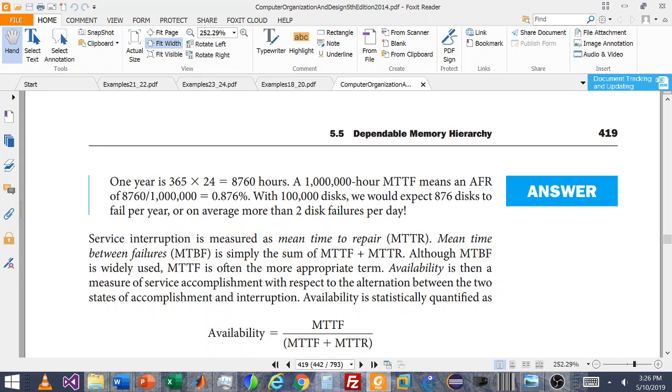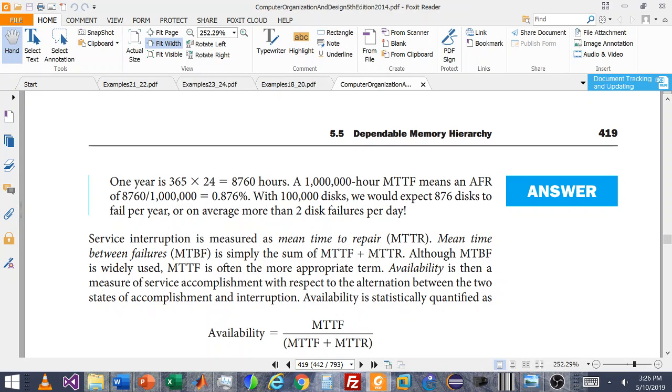Well, with 100,000 disks, now you can just take that 100,000 times 0.876%, and obviously you're just moving it over three zeros. You get 876 disks that fail per year on average, which divided over a year is roughly 2 disk failures per day. The text also gives another useful equation here of total availability, which is MTTF over MTTF plus MTTR, which is the same as mean time between failures we already talked about.